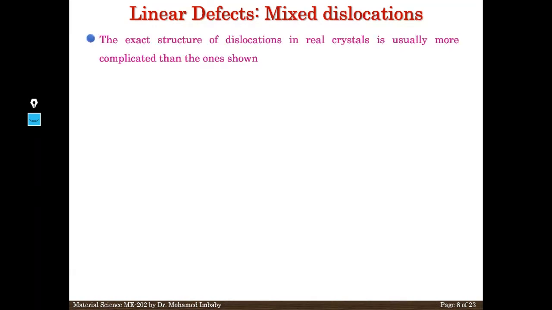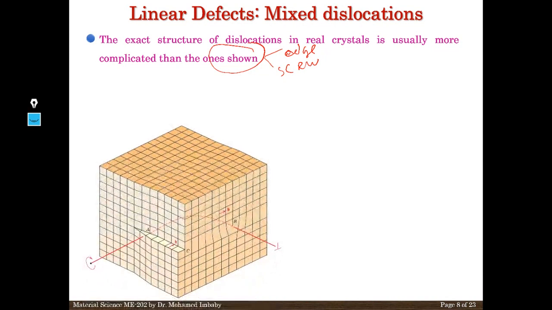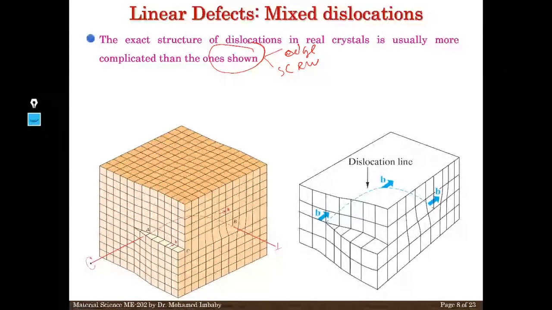The exact structure of dislocation in a real crystal is usually more complicated than shown, meaning the edge and the screw. There's a mix between them. Okay, we come to the conclusion, guys. If you look at this part, can someone tell me what is the type of the dislocation here? Guys, this is a linear defect, a screw dislocation.